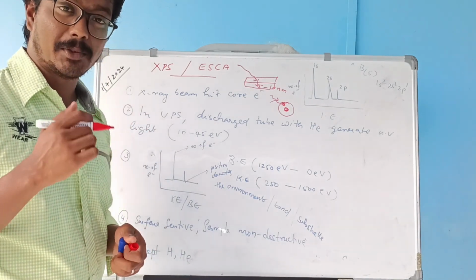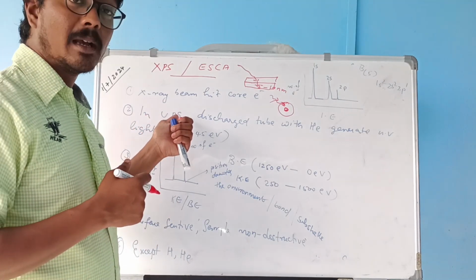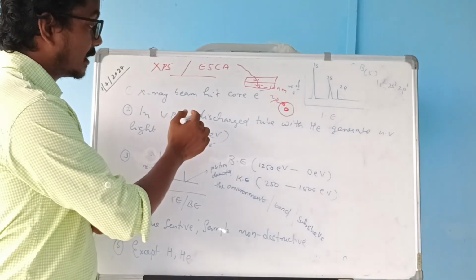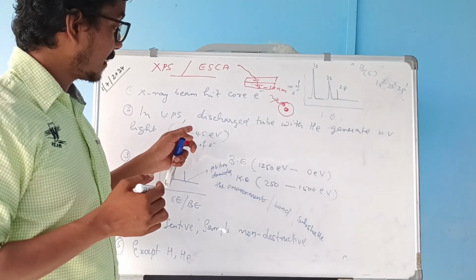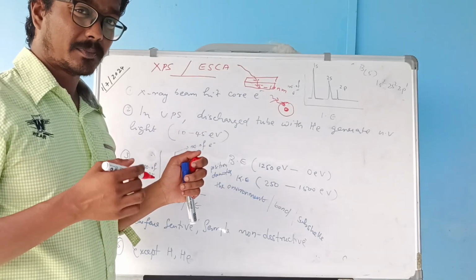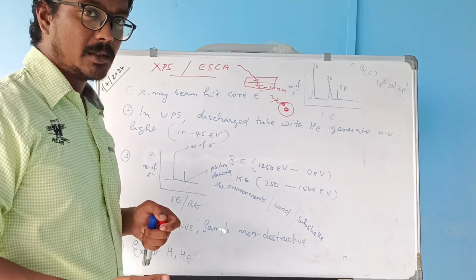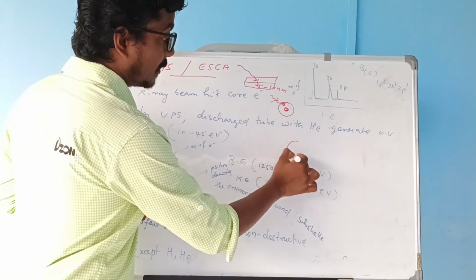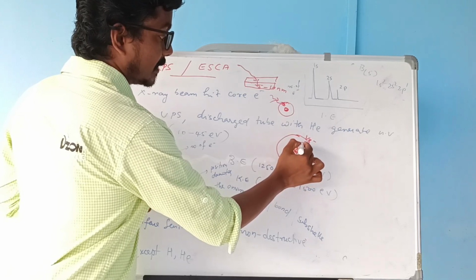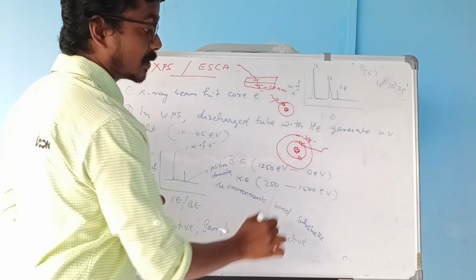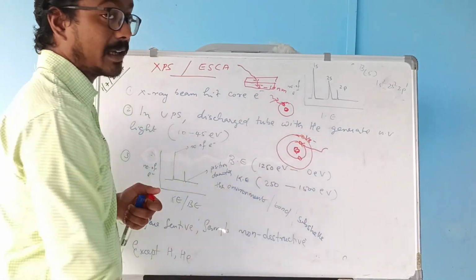Why do we use XPS rather than UPS? UPS means ultraviolet photoelectron spectroscopy. Due to the use of a very weak ultraviolet beam, the resolution of the resultant spectra is very poor. If this is the valence electron and this is the core electron, X-ray can normally only be used for the core electron. If we can control the energy of the X-ray beam, we can use it for studying the valence electron.